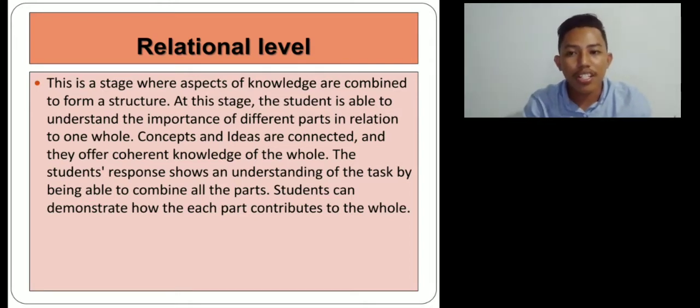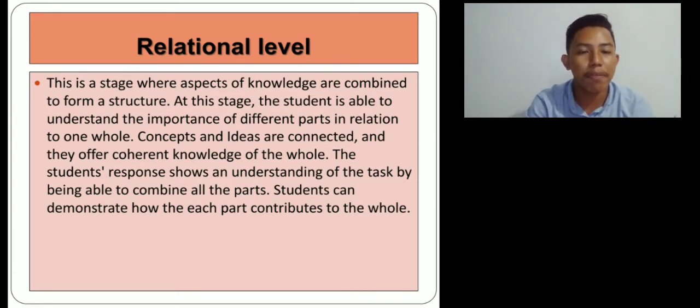So in this stage, the students are now able to combine ideas. They can connect ideas, and they know the relationship between those ideas that contributes to the whole.